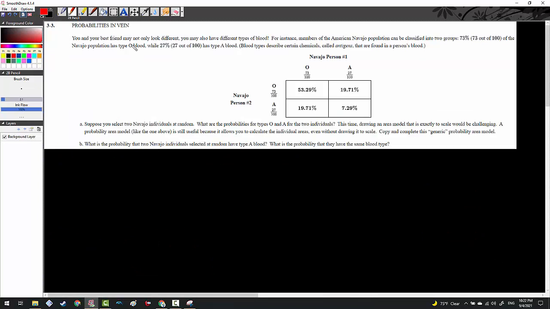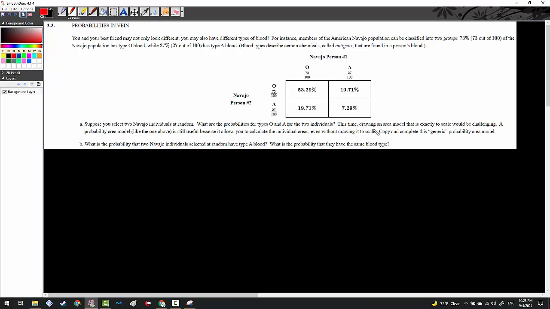And after a lot of exposition about probabilities in vain, what you'll come to realize is that this question is having you deal with two Navajo persons, and you're trying to test their blood types, and you're going to try and find out the probability of finding a Navajo person with a particular blood type. They're telling you that 73 out of 100 Navajo persons would have a type O blood type, and 27 out of 100 Navajo persons would have a type A blood type. In part A, it says, suppose you select two Navajo individuals at random. What are the probabilities for the types O and A for the two individuals?